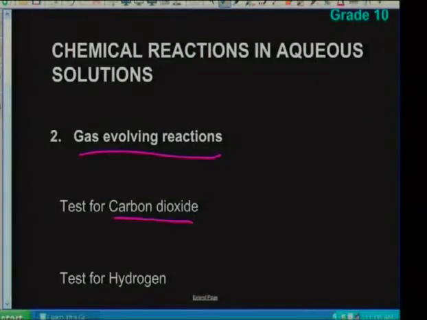Now, if we want to test the gas coming off, we can take carbon dioxide and we bubble it through some clear lime water, and it will turn milky.